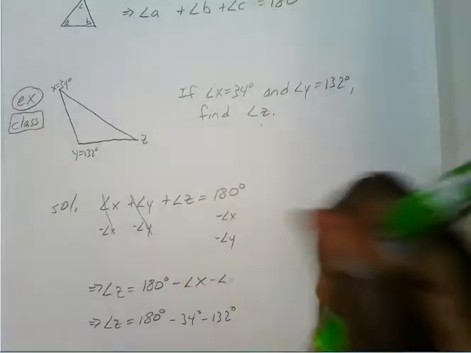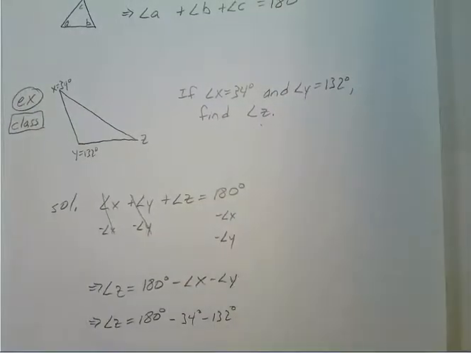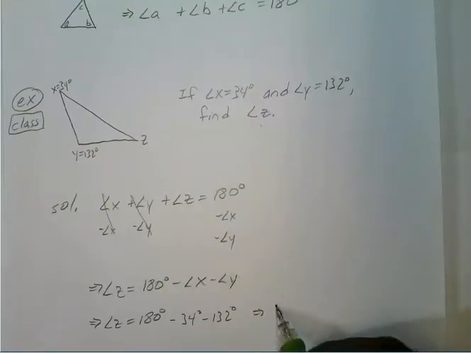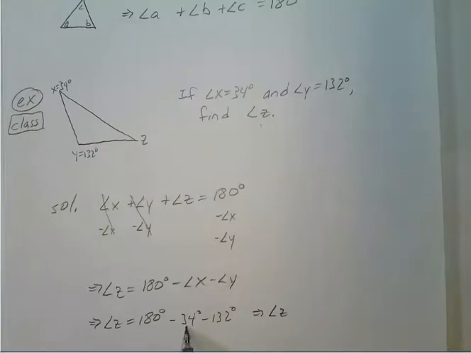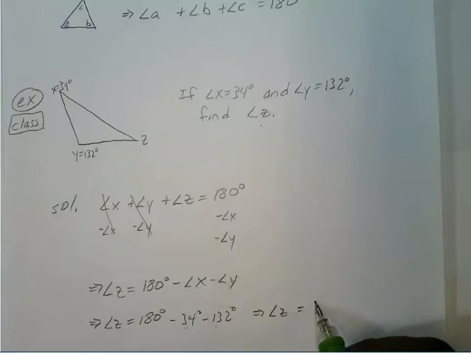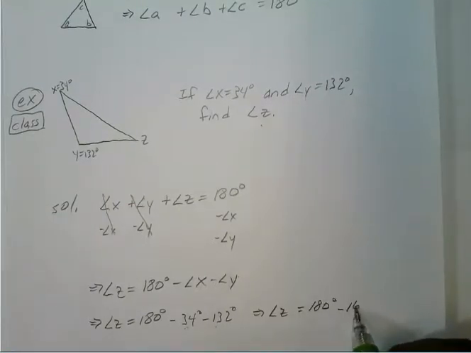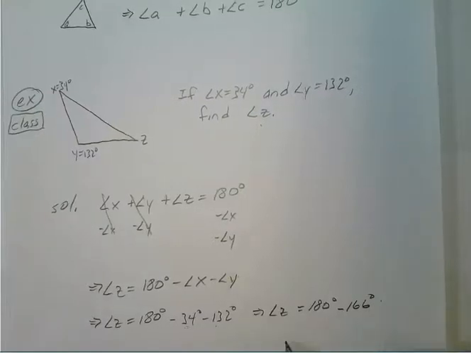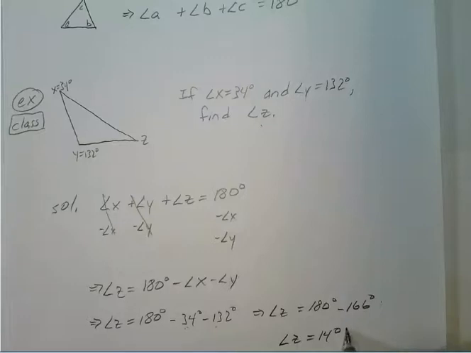So let me clean up this Y a little bit. Okay, so that means that angle Z, we do negative 34 and negative 132, that gives us negative 166. So you have 180 degrees minus 166 degrees, which means angle Z is equal to 14 degrees.